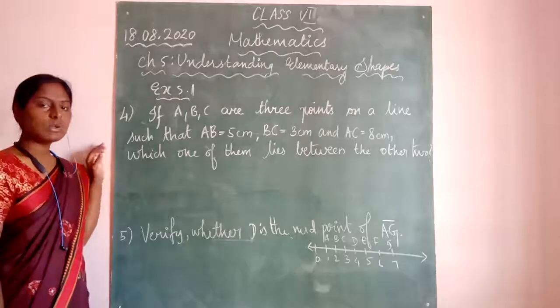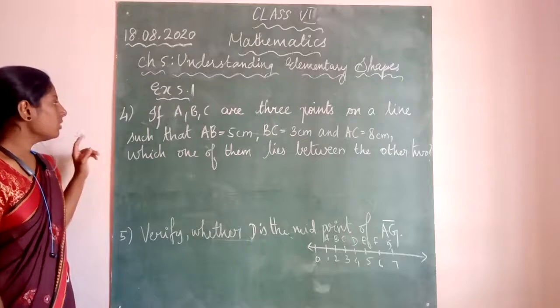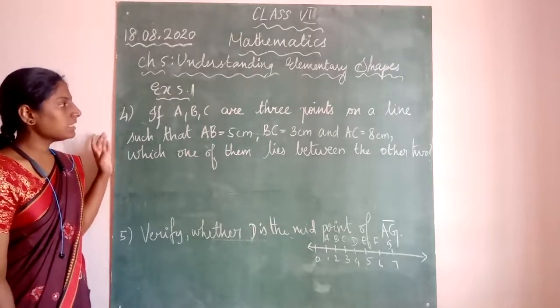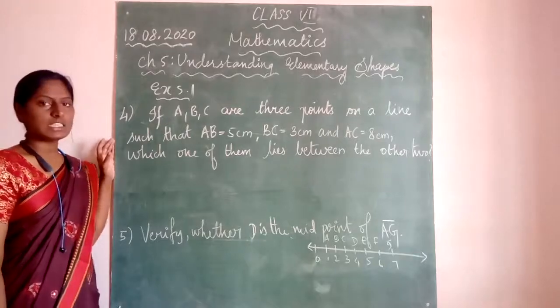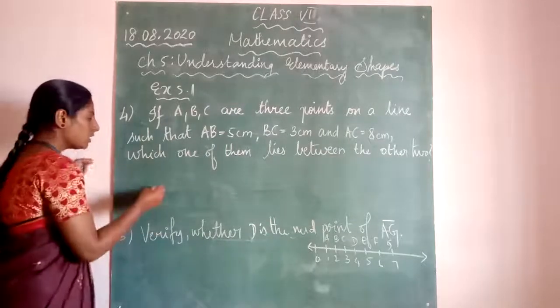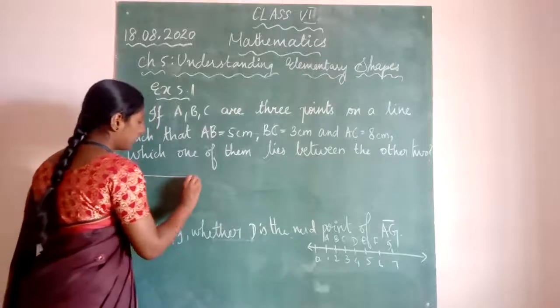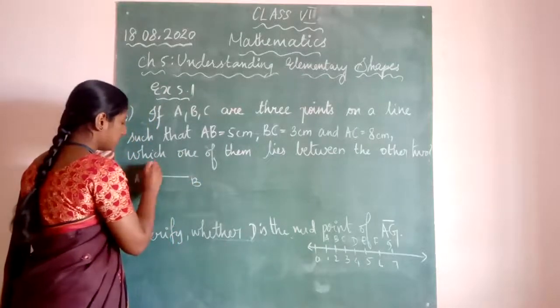Look at exercise 5.1. Look here, if A, B, C are 3 points on a line such that AB is equal to 5 cm, BC is equal to 3 cm and AC is equal to 8 cm. So now first draw a line segment AB that is 5 cm.